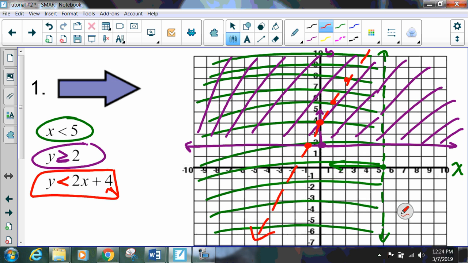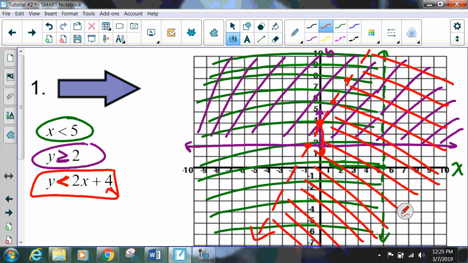And then I've got to decide about the shading. y is less than this line. Put my pen or pencil on the y-intercept. And I know that numbers that are less than 4 are below it, so I'm going to shade below the line. All right, now this is where it gets a little crazy. Hopefully, you did a decent job and you can tell where the overlap is going to be. So let's see.